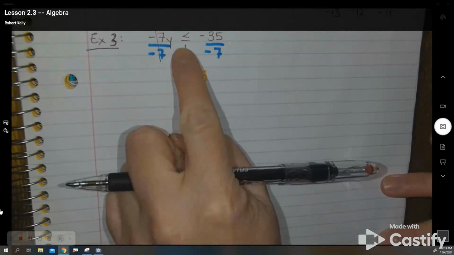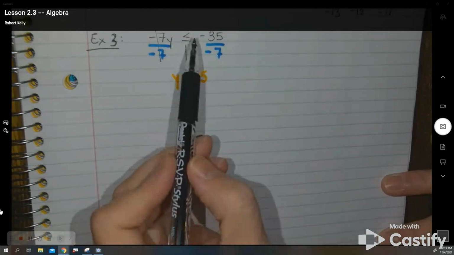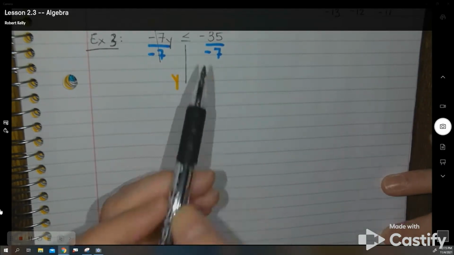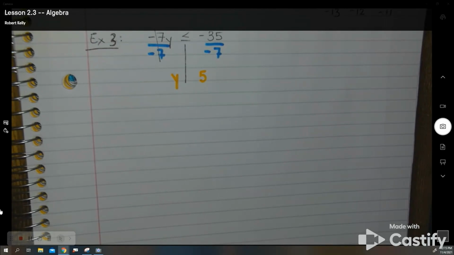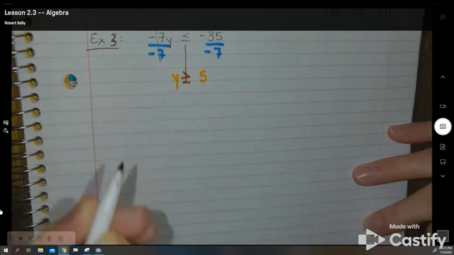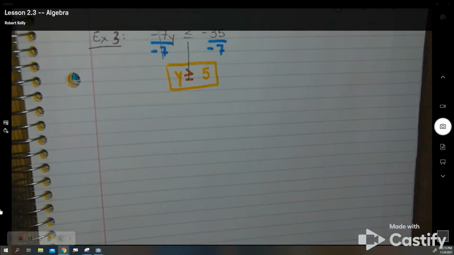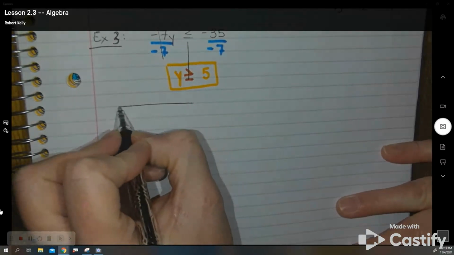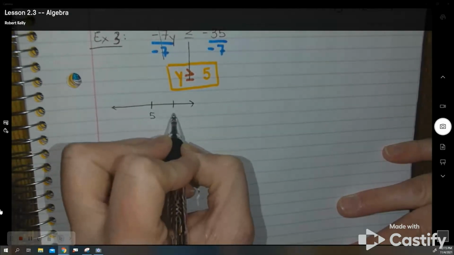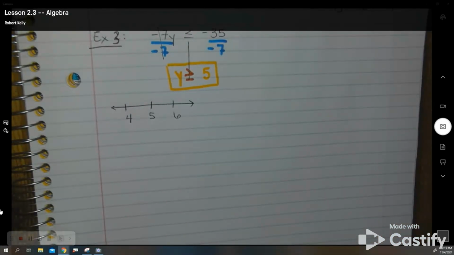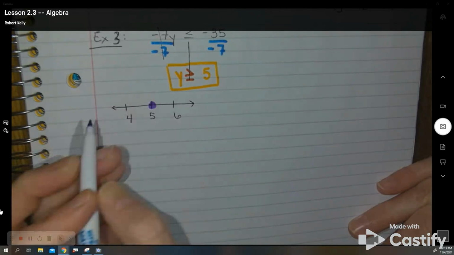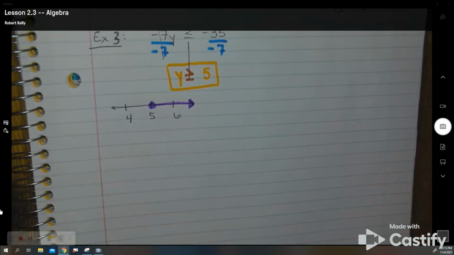Here's the part that changes. Whenever I divide by a negative number with inequalities, the symbol that we have switches directions. So originally, it was pointing little side to the left, and in the end, it's going to flip, and we're going to be pointing little side to the right. So this inequality actually reads that y is greater than or equal to 5. So when I graph this, it is or equal to, so I'm going to have a closed circle at 5, and it is everything above 5, so everything to the right here.